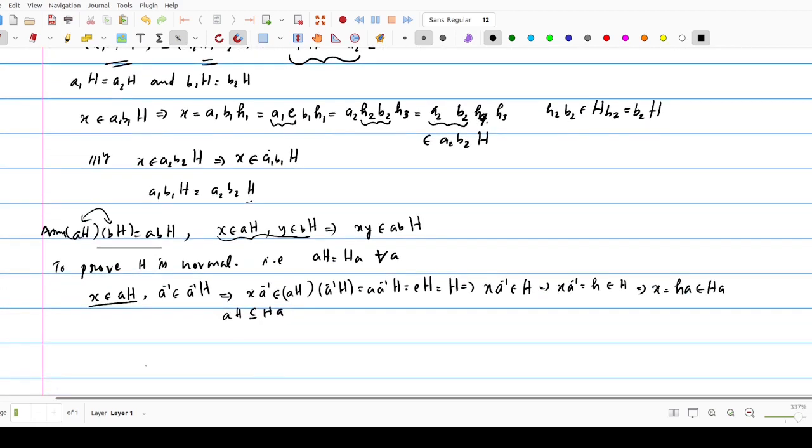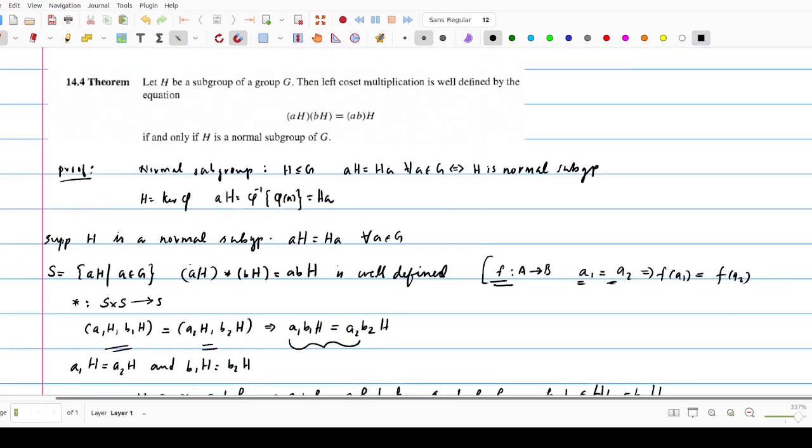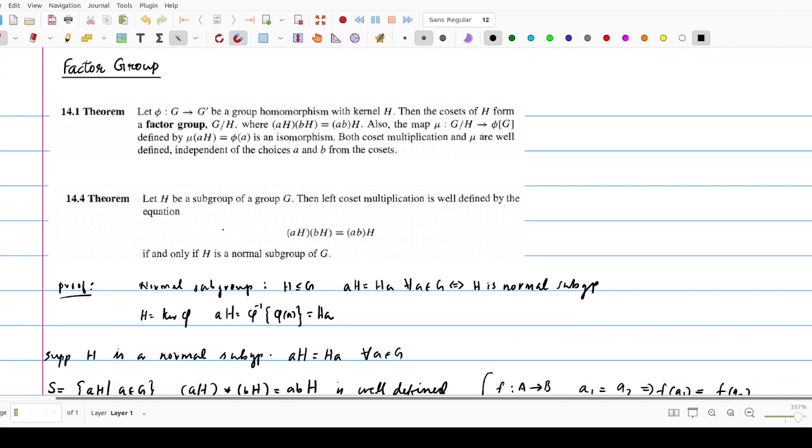Similarly, in a similar fashion you can prove that HA is contained in AH. So using these two arguments, we can say that AH equal to HA for all A. Okay, so H is a normal subgroup. This is the definition of the normal subgroups. This H is a normal subgroup if we assume this operation is well defined. Okay, this is theorem 14.4.